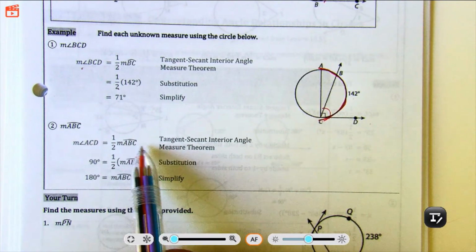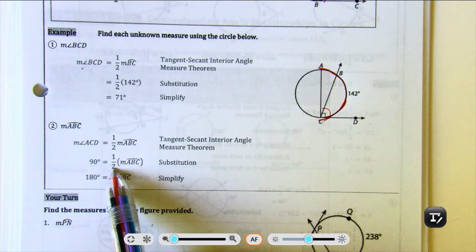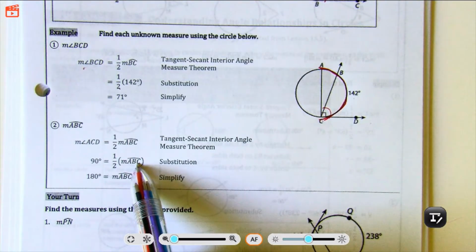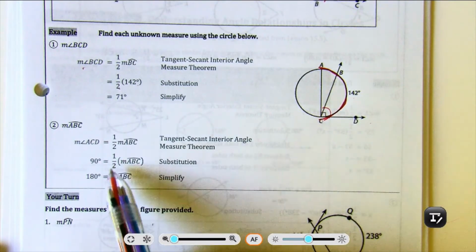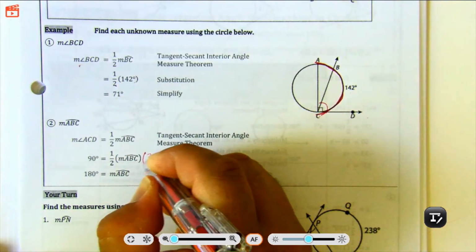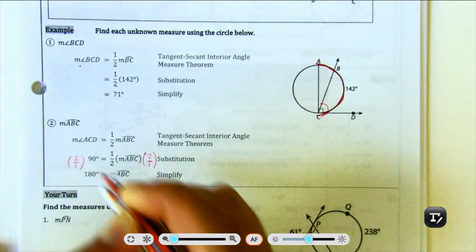And then we have to get rid of the half by multiplying both sides by the reciprocal. So what they did here was they multiplied both sides by 2 over 1. And 2 times 90 is 180. So this entire arc is 180 degrees.